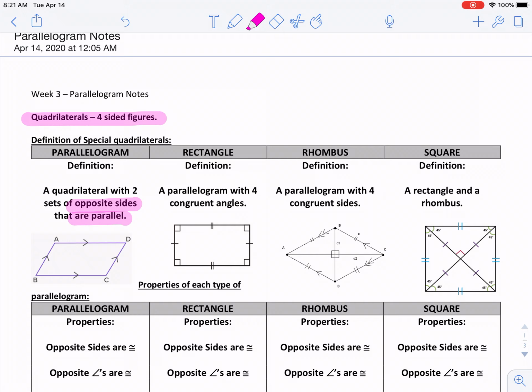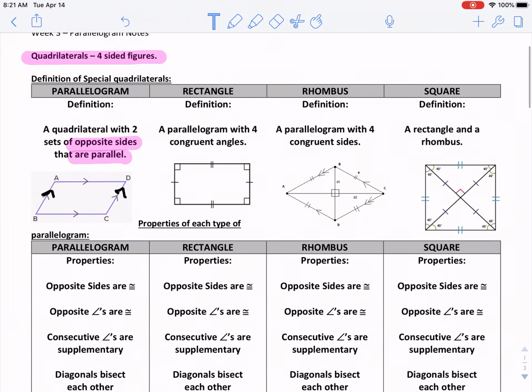If you look down at the picture, AD is parallel to BC, and AB is parallel to CD. So both those opposite sides are parallel. Other interesting things that we know about it is that also these opposite sides are congruent. So AD is the same as BC, and the distance from A to B is the same as C to D.